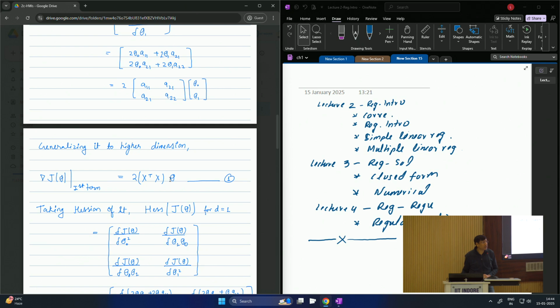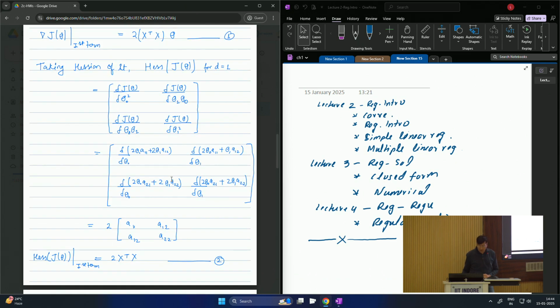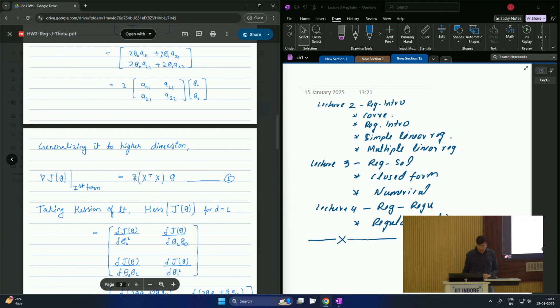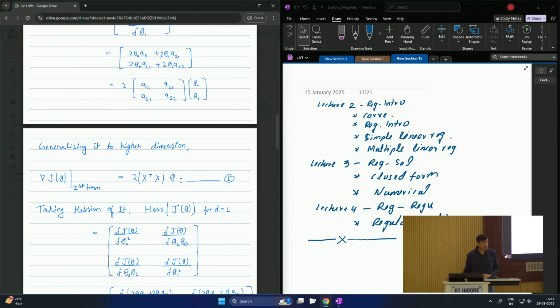This is what we saw yesterday as the first term. Everybody with me? So you can go back and check. Now the question was how to find the Hessian of this. So this is the gradient. To get to the sufficiency condition, you had to find the equivalent of the second derivative, which is the Hessian.